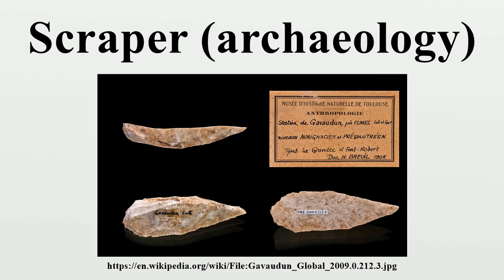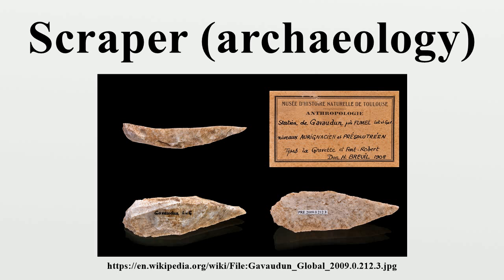Categories. The two main classifications of scrapers are either end scrapers or side scrapers. End scrapers have working edges on one or both ends of a blade or flake, whereas side scrapers have a working edge along one of the long sides. There are a couple of types of scrapers based on their specific use when it comes to wood and hide, or based on the shape and design of the scraper itself.